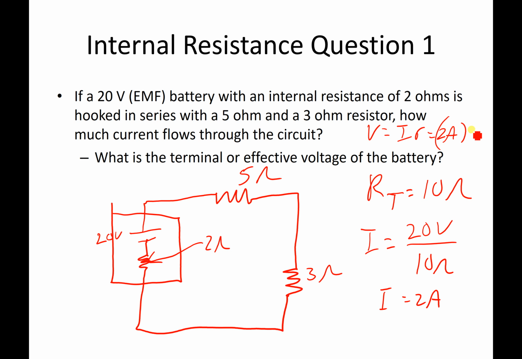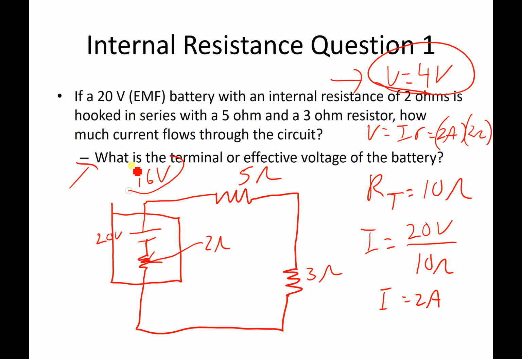The battery has an internal resistance of 2 ohms, which means the voltage across the battery drops by 4 volts. So this part of the question says, what is the terminal or effective voltage of the battery? Well, it was rated at 20 volts, but when the circuit's on, it drops 4, which tells us that the terminal or effective voltage is actually 16 volts. That's what we would read if we touched the voltmeter to each terminal of the battery when the circuit was turned on.